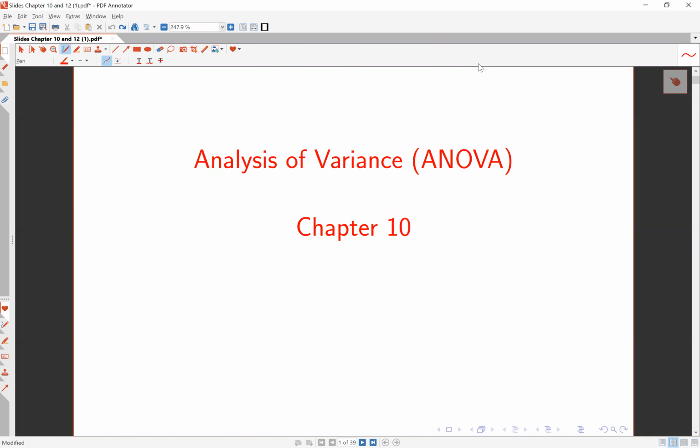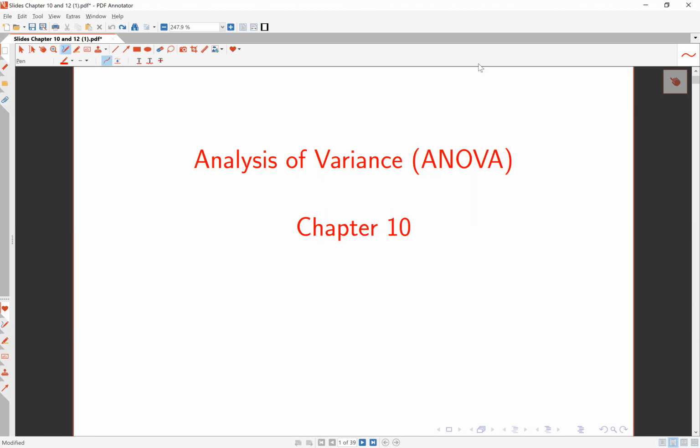Hi there, everyone. Today we're starting on Chapter 10, Analysis of Variance. And despite what the name of the procedure is, we're actually still looking at ways of comparing population means to one another. So in that sense, this is a continuation of the work that we looked at in Chapter 9, where in Chapter 9, we specifically focused on comparing the means of two different populations.